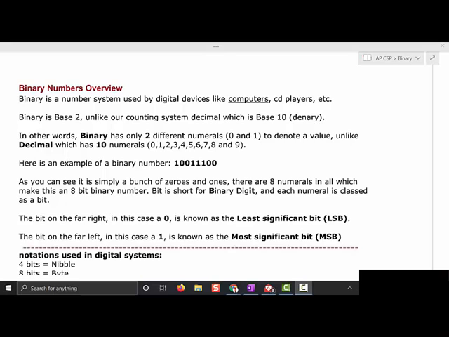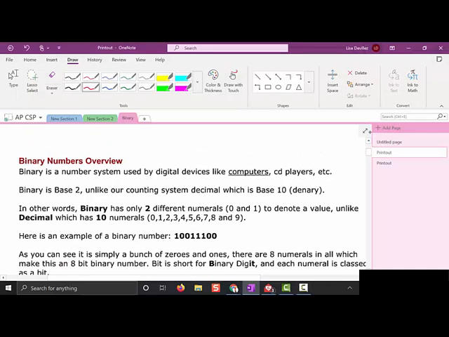It's just that the base number on which it's based is 2, as opposed to our decimal system, which is a base 10. What that means, the base of the number, is how many possible digits it has. So binary only has two different numbers in its system, which are 0 and 1, whereas our decimal system has 10 numerals, 0 through 9.